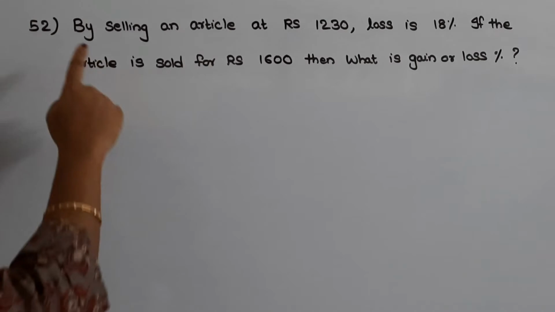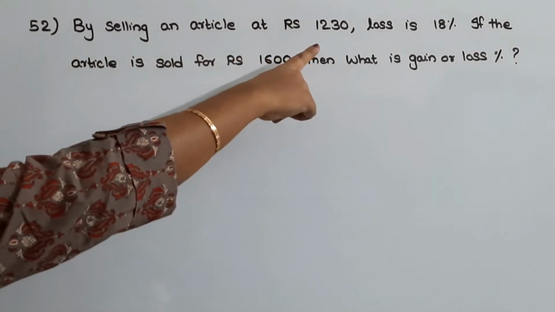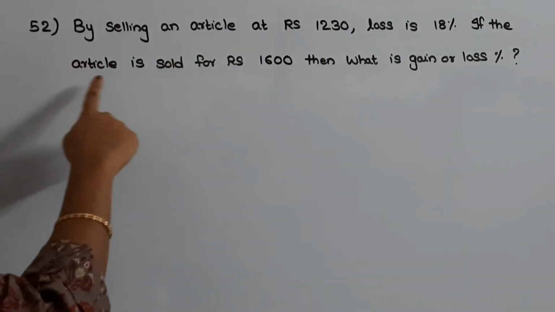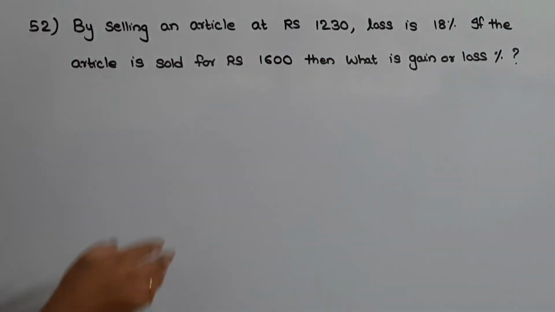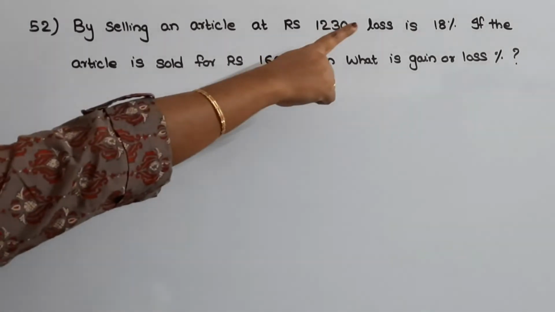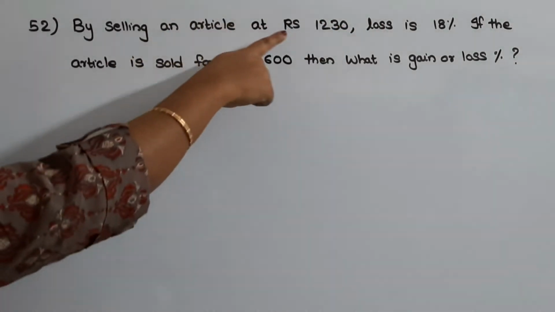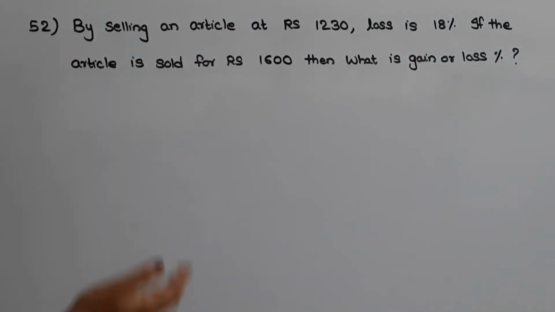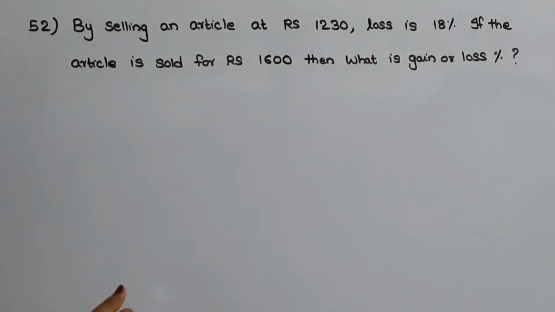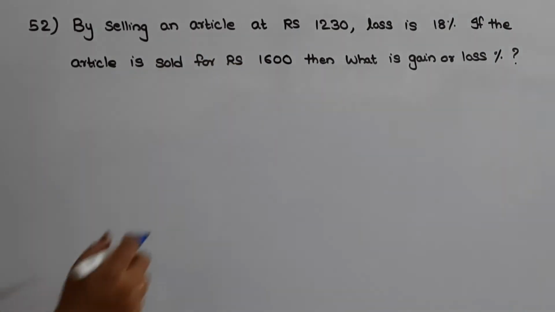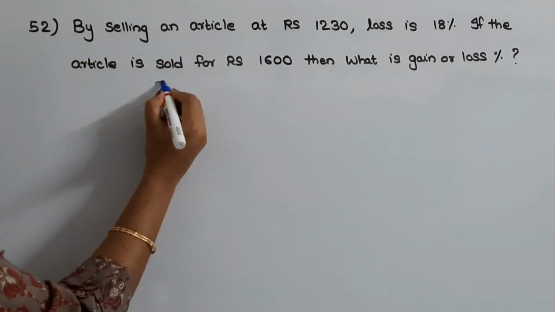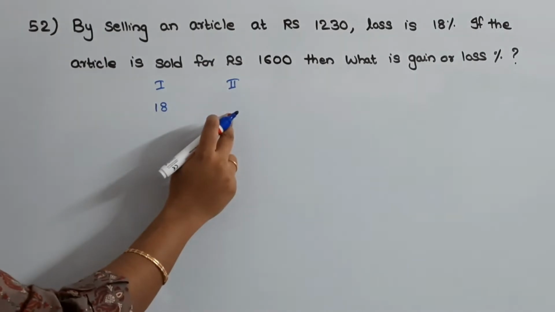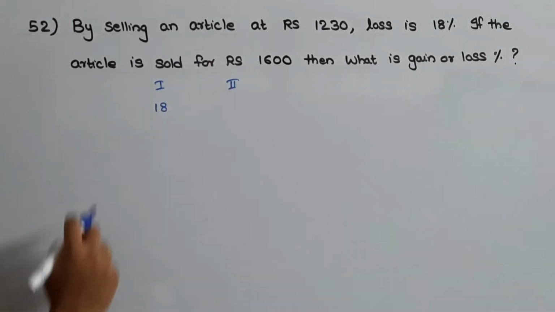The next question is, by selling an article at rupees 1230, loss is 18%. If the article is sold for rupees 1600, then what is gain or loss percentage? So in this question, they are telling that when the loss percentage is 18, the selling price of an article is 1230. So we need to find out the profit or loss percentage when the selling price is rupees 1600. Okay. So in the first case, the loss percentage is given as 18. Okay. And in the second case, we don't know whether it is loss or profit. So we need to find out that percentage.